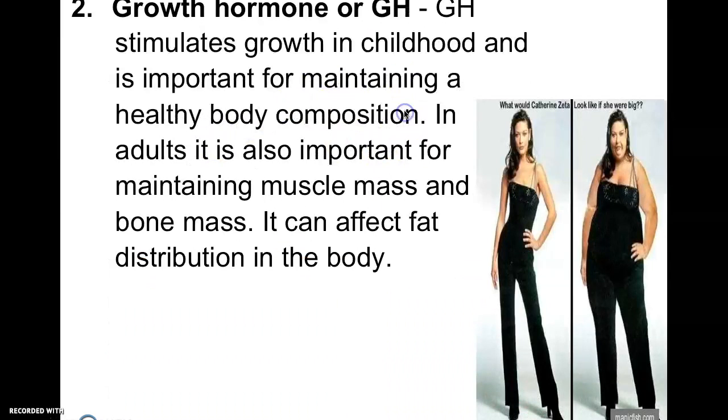PRL for short. The growth hormone, your GH, stimulates growth in childhood and is important for maintaining a healthy body composition. For females, GH growth would stop about 14, 15. For males, it's much longer, anywhere from 20 to 24 is usually about the average. But after you're an adult, you're maintaining muscle mass, bone mass, and it can also affect your fat distribution in the body. So that's your GH. GH is your growth hormone, and it comes from the pituitary gland.